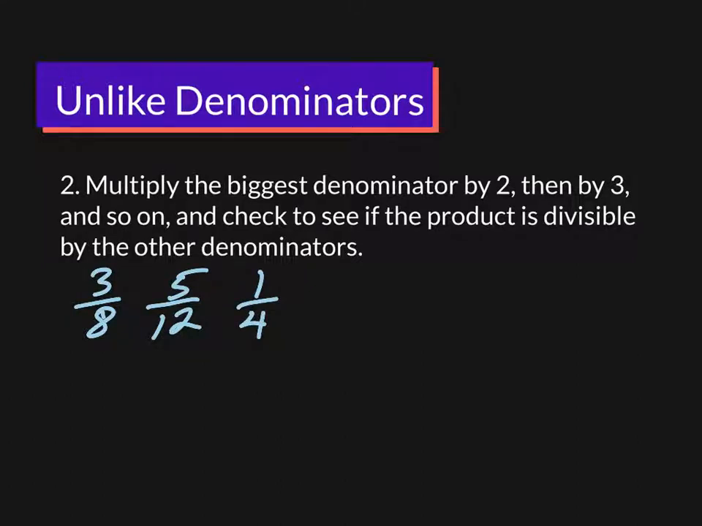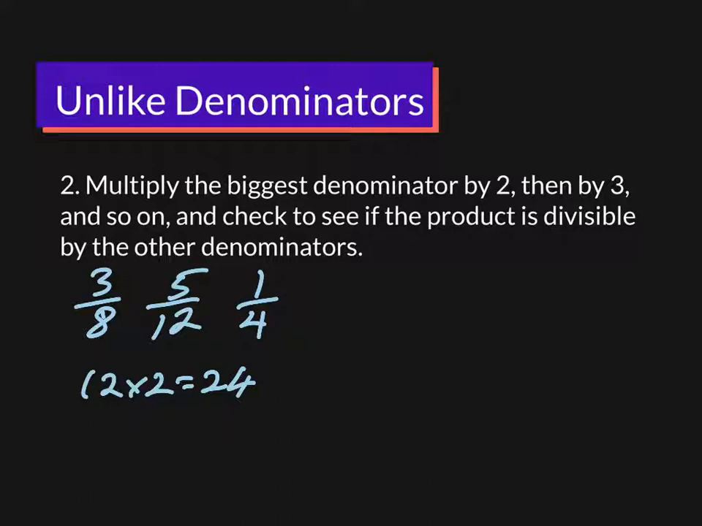Alright, so 8 doesn't go into 12, so the first method didn't work. So now we're going to try the second method. So we find the biggest denominator, which is 12, and we're going to try multiplying it by 2 first of all. So 12 times 2 is 24. Is 24 divisible by 8 and by 4? Well, yes, actually it is. Both 8 and 4 divide evenly into 24, so we can use 24 as a common denominator.